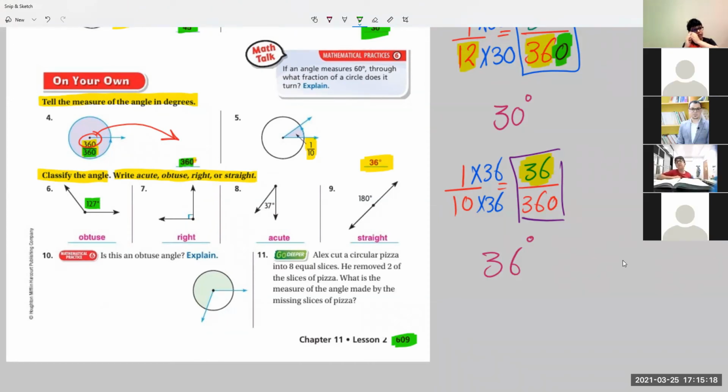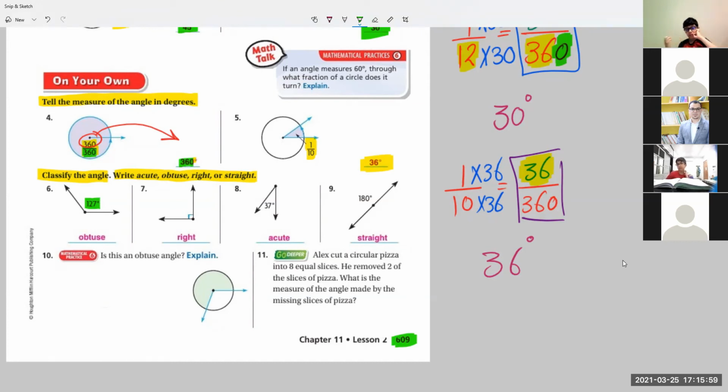Because the number here is 127. The measure of this angle is 127 degrees. So can you give me the reason you chose obtuse? Because as we learned before, the angle of obtuse is big. Yeah, great. So it will be obtuse. Okay, what about the number 127? Let me ask you a question. Is 127 greater than 90 or smaller than 90?